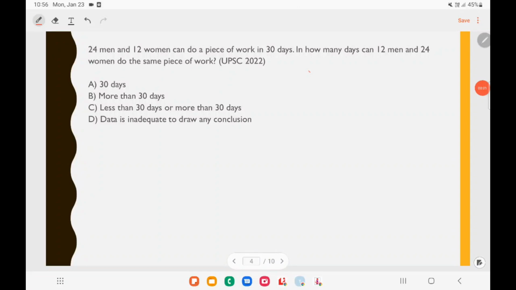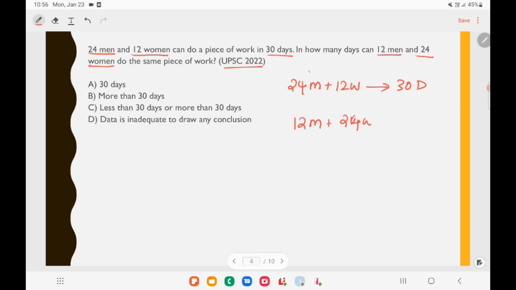So let us do another question. This is the final question. So this is from UPSC 2022. 24 men and 12 women can do a piece of work in 30 days. So it is given that 24 men along with 12 women can do a work in 30 days. In how many days can 12 men and 24 women do the same piece of work? That is 12 men and 24 women will do the work.